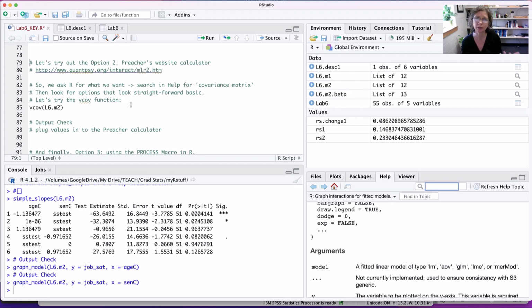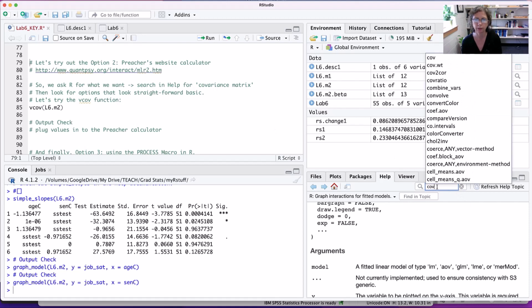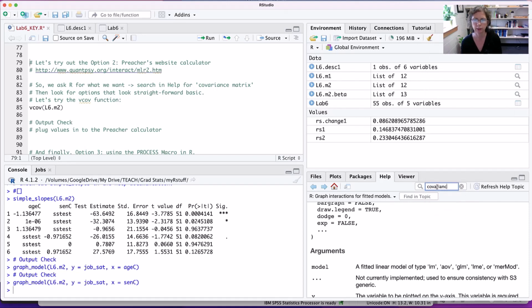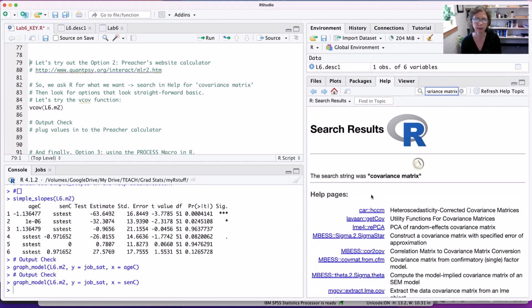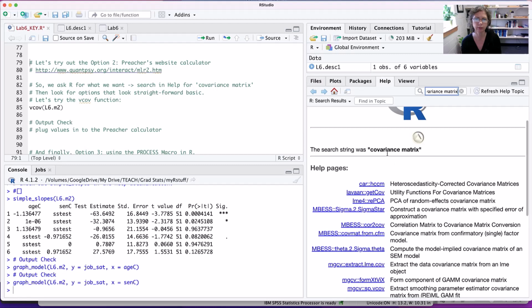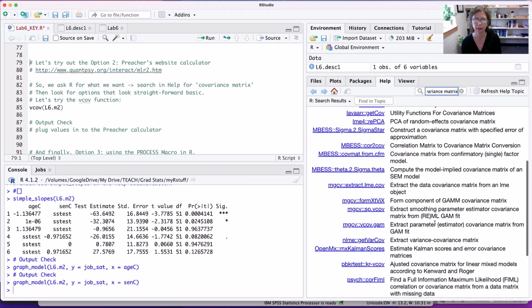But what we would need from R is the covariance matrix, just like how we had to trick SPSS to get the covariance matrix and get it all together. We're going to look for one here. So sometimes you can come into help and just say what you want. Covariance matrix. And see what it pulls up. This is anything that had the string covariance matrix in it.